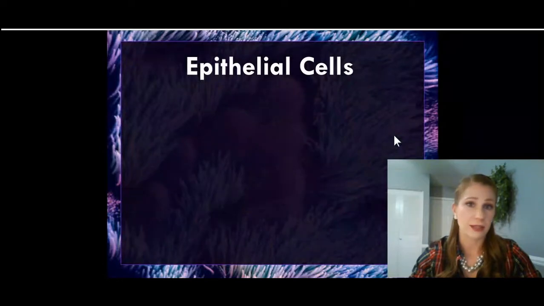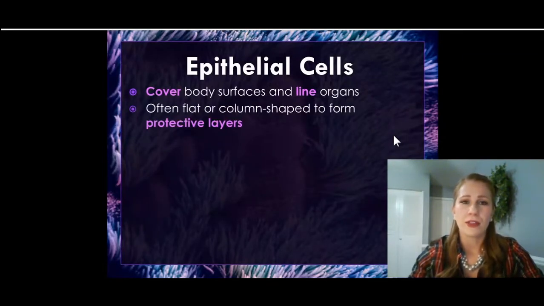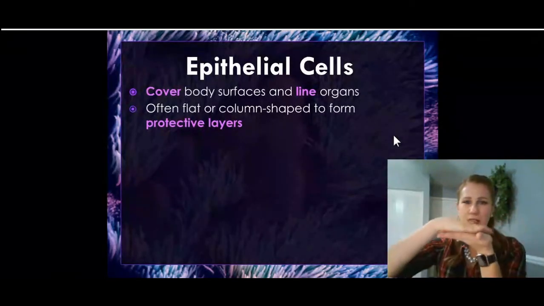Epithelial cells are one of the main types that a stem cell will turn into. Epithelial cells line many of our organs. Epithelial cells make up our skin. They're very, very prevalent in our body. So there's their main function. They cover body surfaces and they line our organs. They're usually flat or column-shaped because that kind of helps it form a nice little layer.